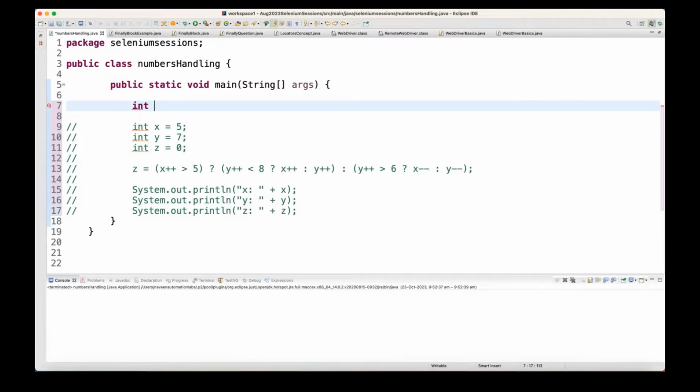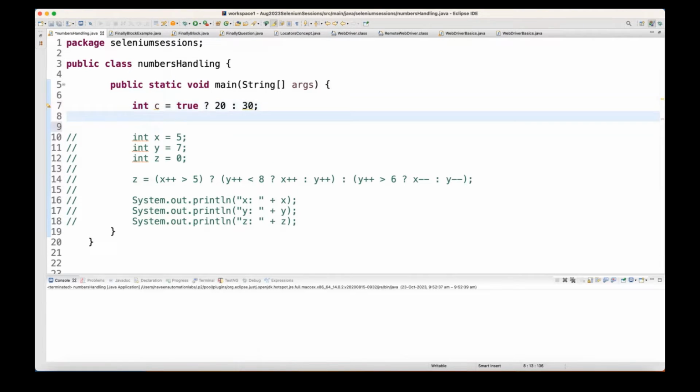Let's say I'm creating one integer variable C, which is equal to, and I'm writing one true here. Then I'm saying if it is true, then put a question mark. Question mark means where exactly you want to go. So now after the question mark, I'm writing two parts, part one and part two. So let's say I'm writing 20 colon 30, and then I'm printing the value of C here.